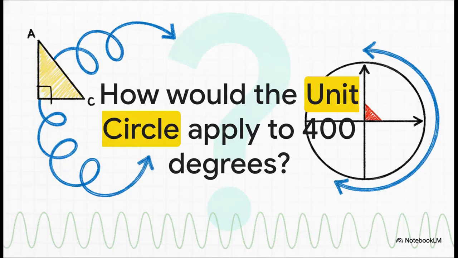Which brings us to our transfer question. Think about what happens when our triangle spins past a full circle. Since the standard circle is 360 degrees, how does our unit circle model handle an angle of, say, 400 degrees? Where does the triangle end up, and what does that tell you about the cyclical, periodic nature of trigonometry? I'll leave you to puzzle over that one.